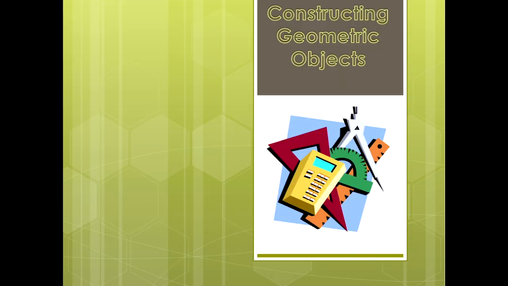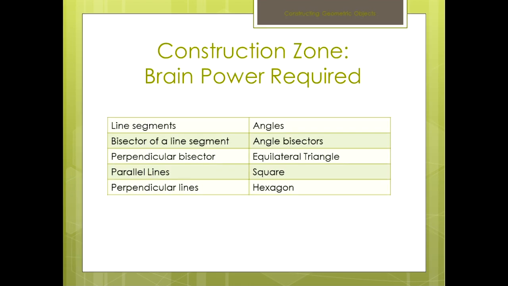Second part of constructing geometric objects. Here we're going to be discussing the second half of the table. You may recall the first in the first video. We're going to start in between angles in our construction, ending with hexagons. And along the way, we will be working with angle bisectors, equilateral triangles, and other enclosed shapes such as a square.